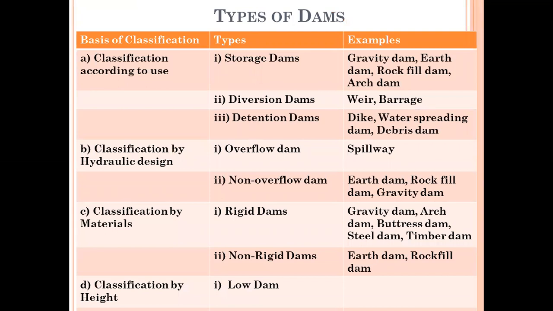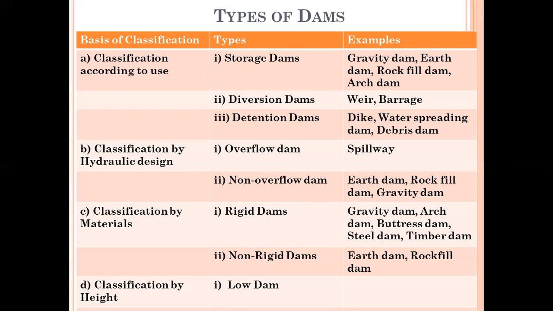So, the dams are divided into four types depending on their material and purposes. The classification is based on the purposes or uses. First, classification depending on dam use. In this category, they are divided into three types. First one, storage dams. That means to store the water and utilize that water in later periods. Examples: gravity dam, earth dam, rockfill dam, arch dam, like that.